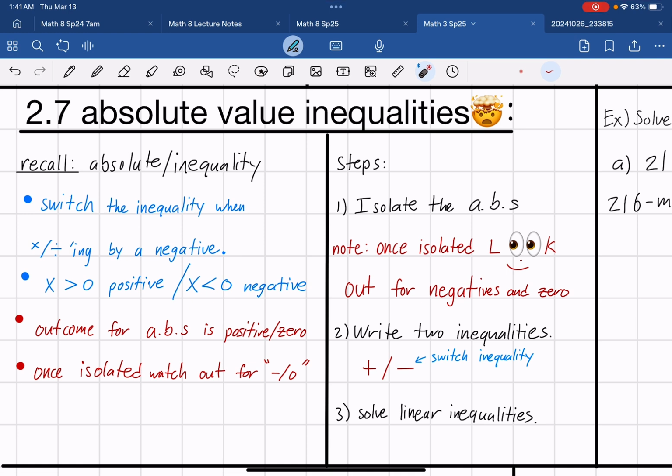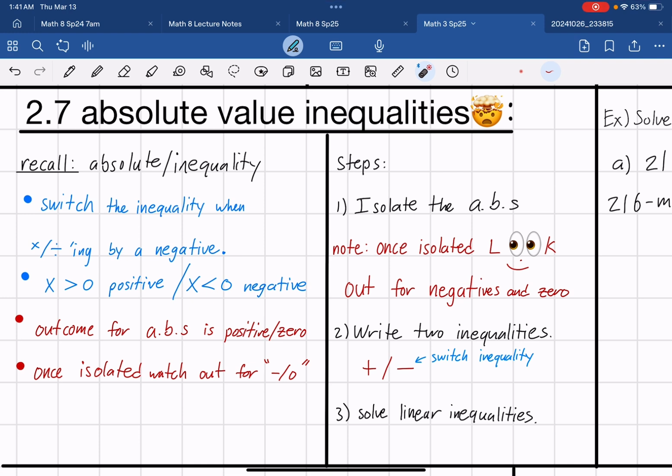Now, when we're solving absolute value equations, once we were done isolating, we wrote two separate equations. But since this is inequalities, we're going to write two separate inequalities once it's isolated and there's no negatives or 0. Because when it's negatives or 0, you can come up with an answer almost without doing any work. Sometimes you might have to do a little, but you can come up with an answer with almost 0 work. And I'll show you some examples of that.